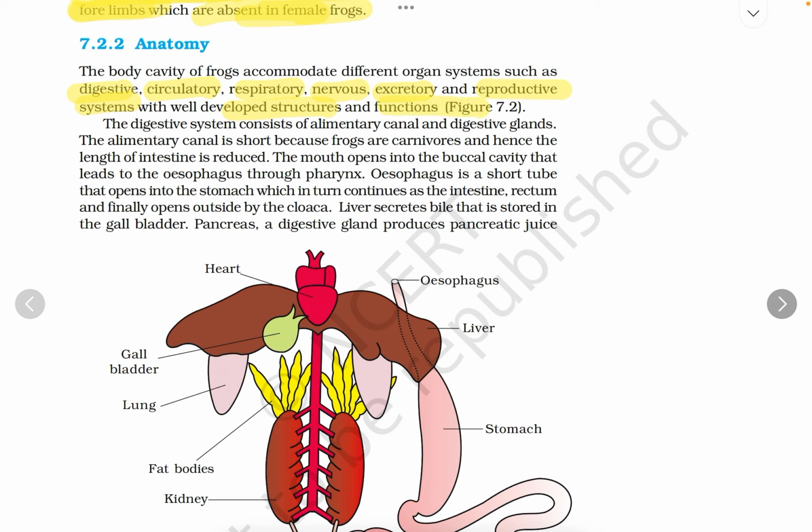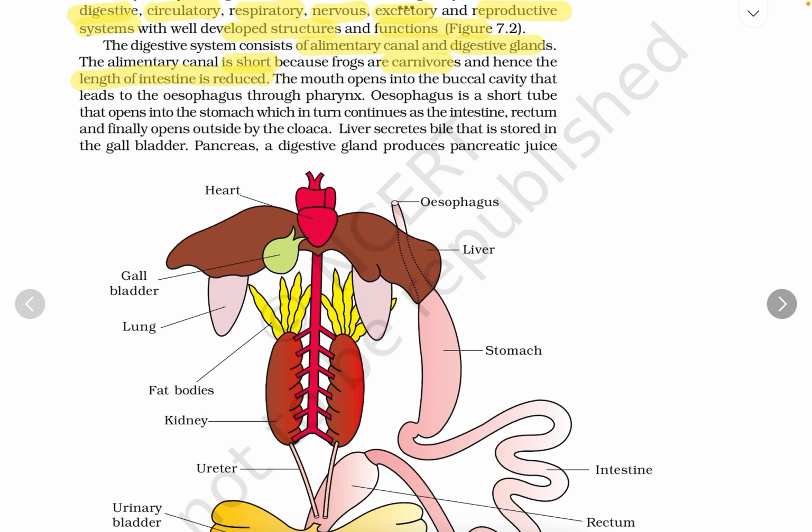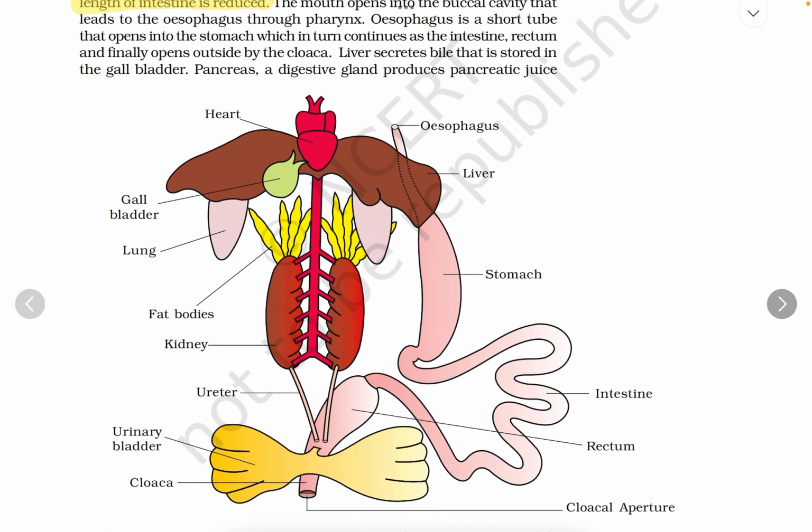The digestive system consists of the alimentary canal and digestive glands. The alimentary canal is short because frogs are carnivorous, and hence the length of the intestine is reduced. They are carnivores, right? They eat insects, they eat animals, they don't eat vegetarian food, so their digestive system is small. See, their digestive system is short. If you see, the human digestive system is very long. We have a small intestine which is very long, then it becomes the large intestine, then it goes into the anus, correct? And here we have a long digestive tract, because humans eat generally vegetarian food.